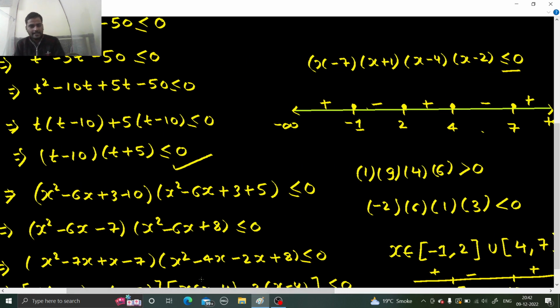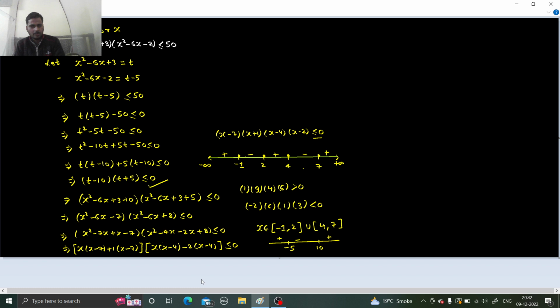So that's how we did this problem. The first time it took some space and a bit of confusion was there. I hope you were not confused if you're solving parallelly to me. So that's how we did. We took this as t. So the second bracket became t minus 5. Then rearrange it, refactorize. You got this. Then put back the value of t. Again factorize. You got these 4 factors. Then you can easily solve it.